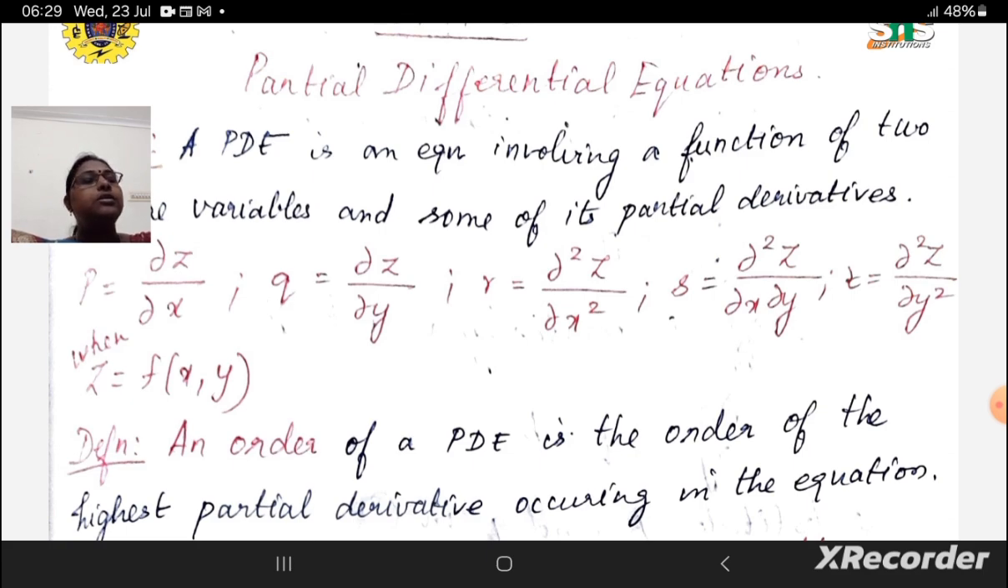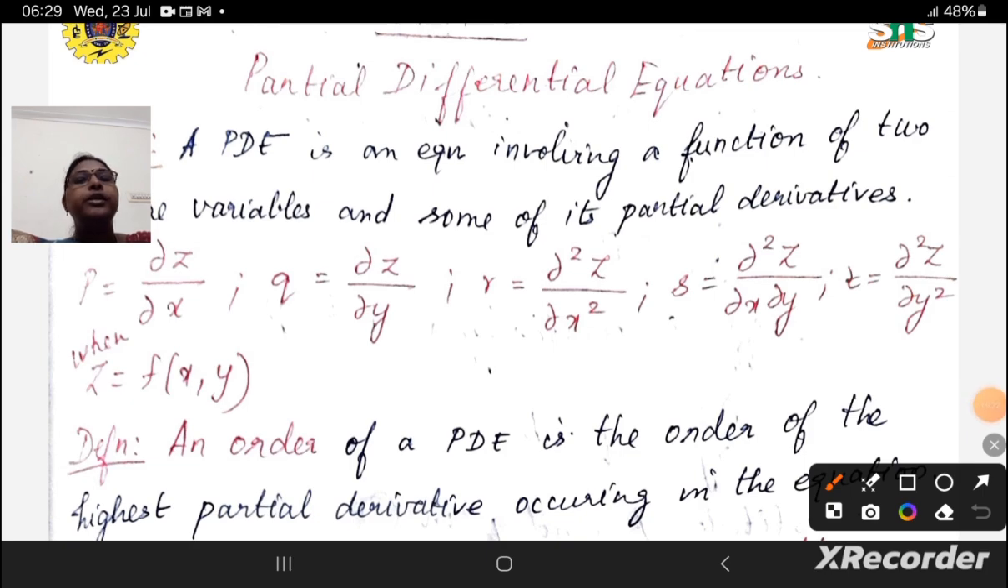derivatives. For that function, ∂z/∂x we can note as p, and ∂z/∂y we can note as q, and the second derivative with respect to x is r, and the second derivative with respect to y is t, and the mixed partial derivative with respect to x and y is s. So here the function z is based on the variables x and y.